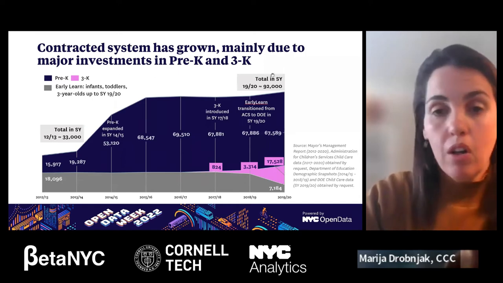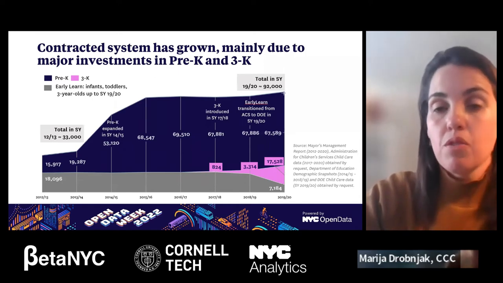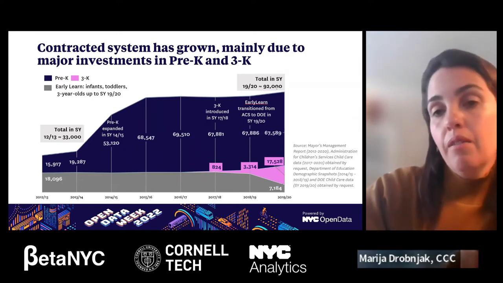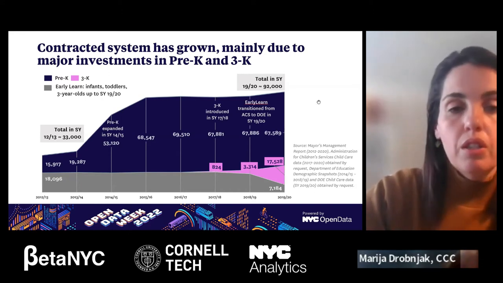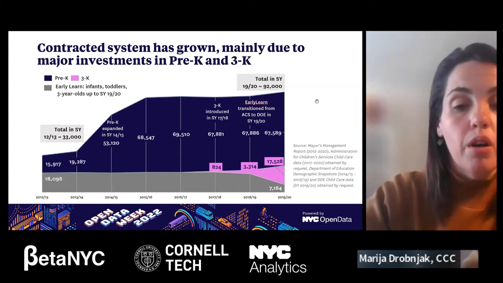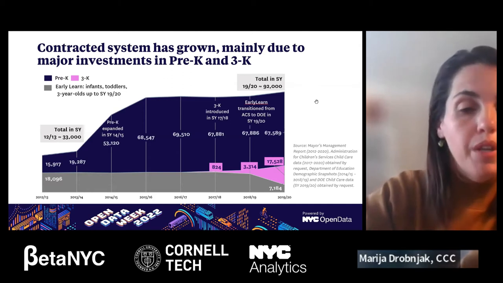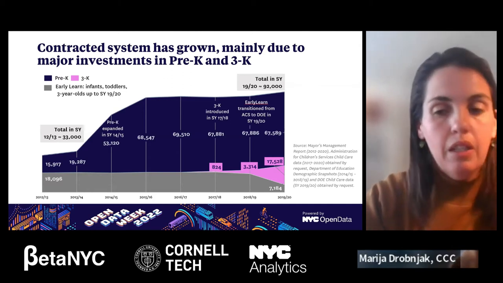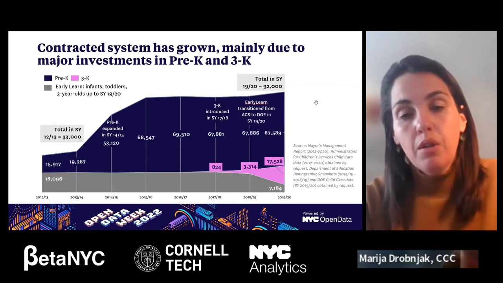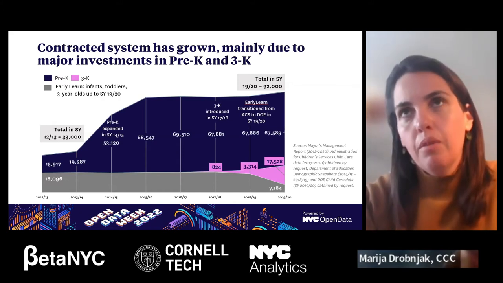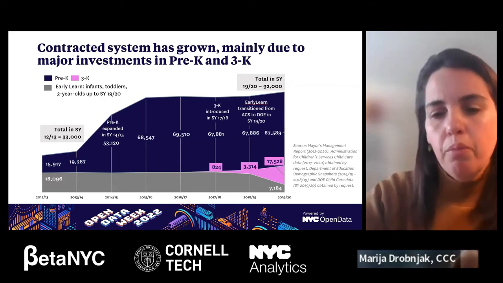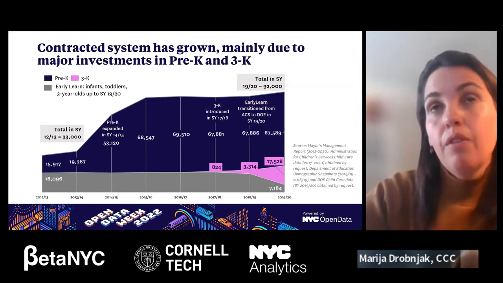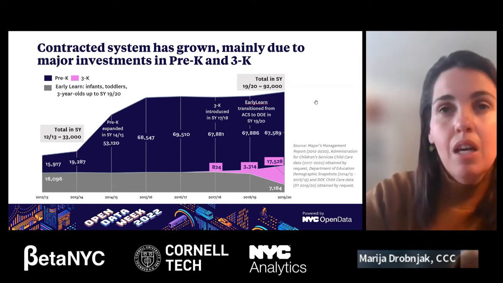But overall, I'll say now as of school year 2019-20, we are with 92,000 children in contracted care. And there are also more recent announcements of 3K expansion, which started in specific districts. And there is a plan, I think, by 2024 to be universal. And if we are talking about that, we can.